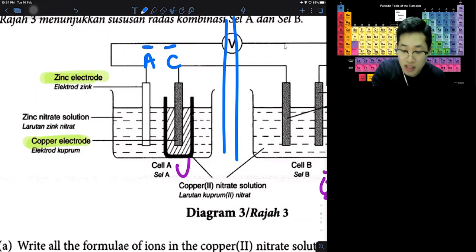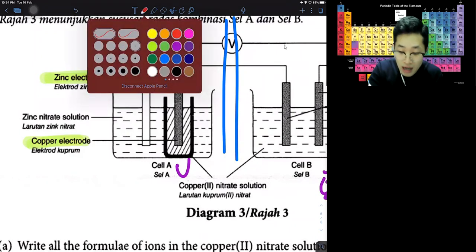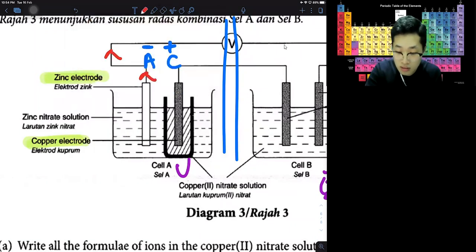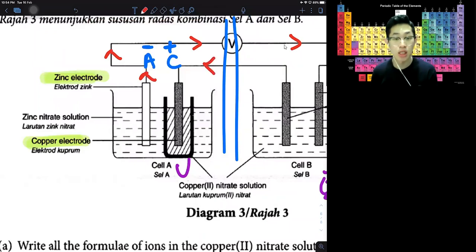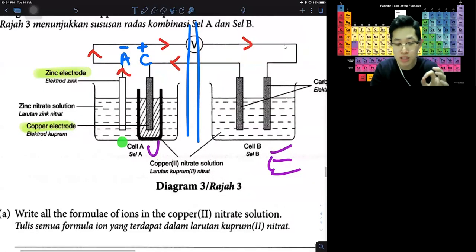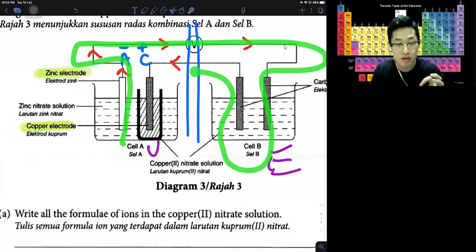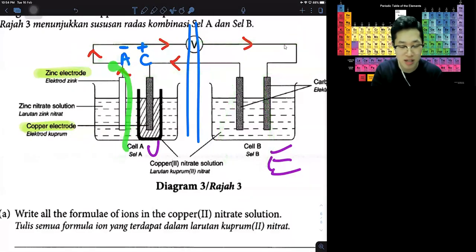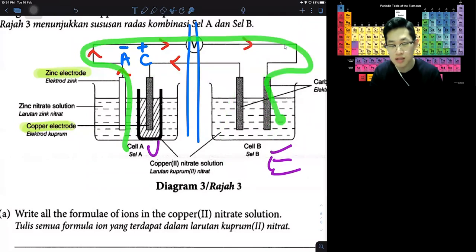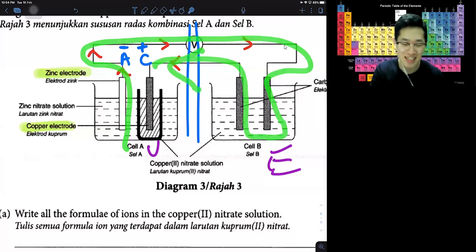Negative, positive. Electron moves out from the anode and then electron moves into the cathode. That means electron flows clockwise, like that. Okay, clockwise.